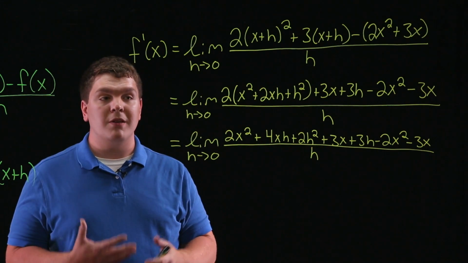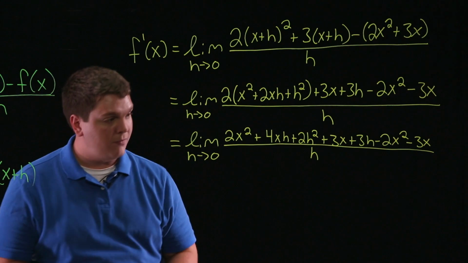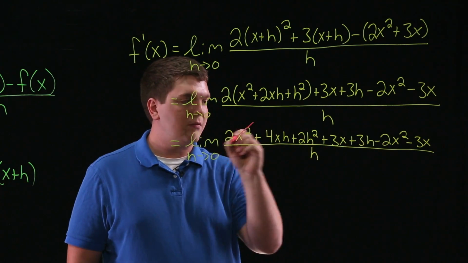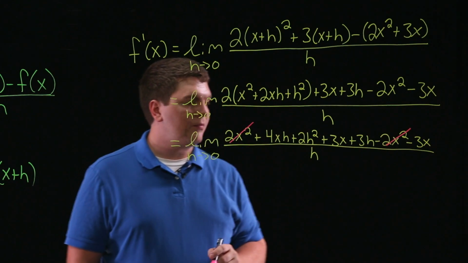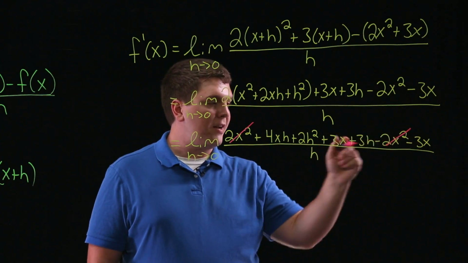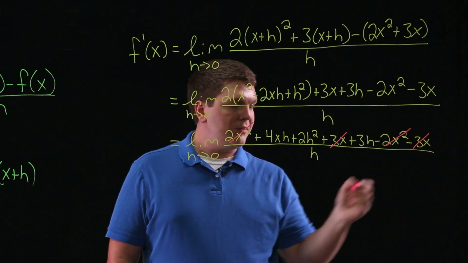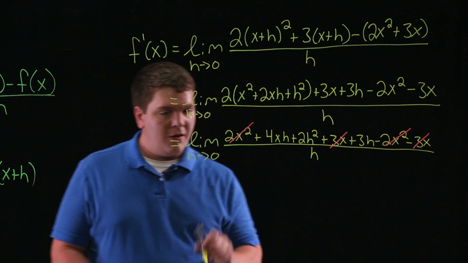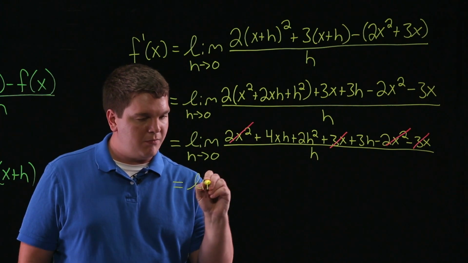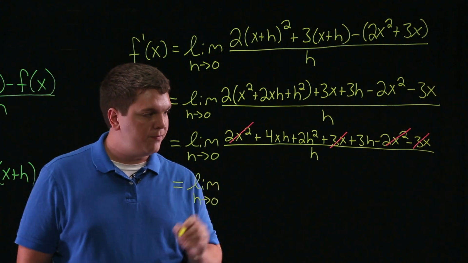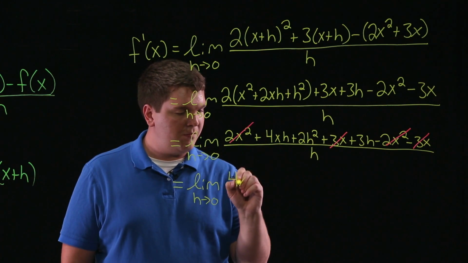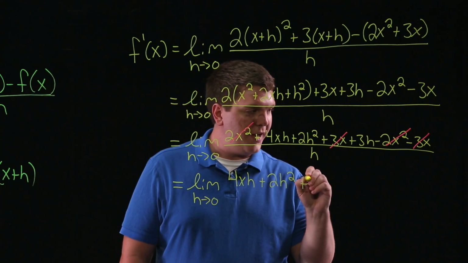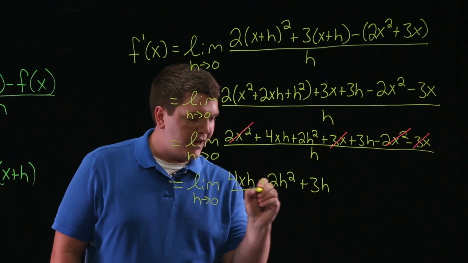Here we want to look for some stuff to cancel. We see we have a 2x squared and a minus 2x squared. Those will cancel. We have a 3x and a minus 3x. Those will cancel. And just by looking at what's left, we see that nothing else cancels. So this is equal to the limit as h approaches 0 of 4xh plus 2h squared plus 3h, all divided by h.